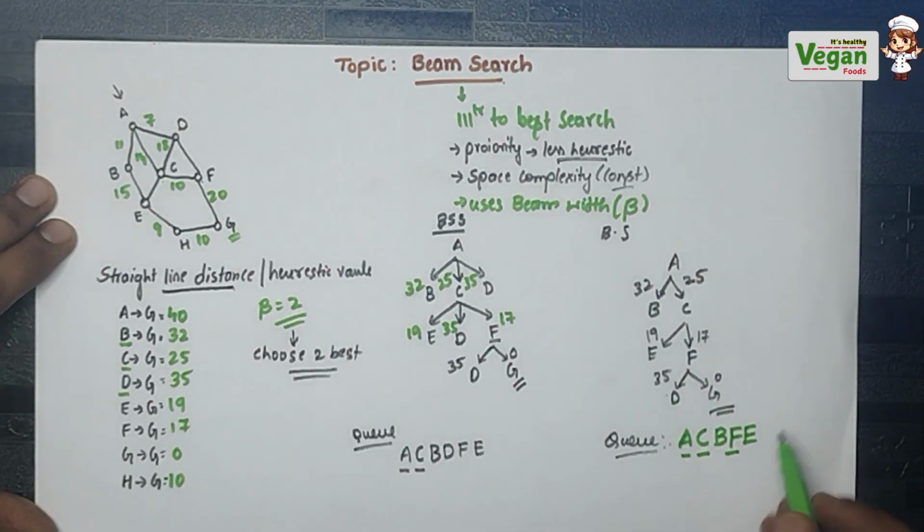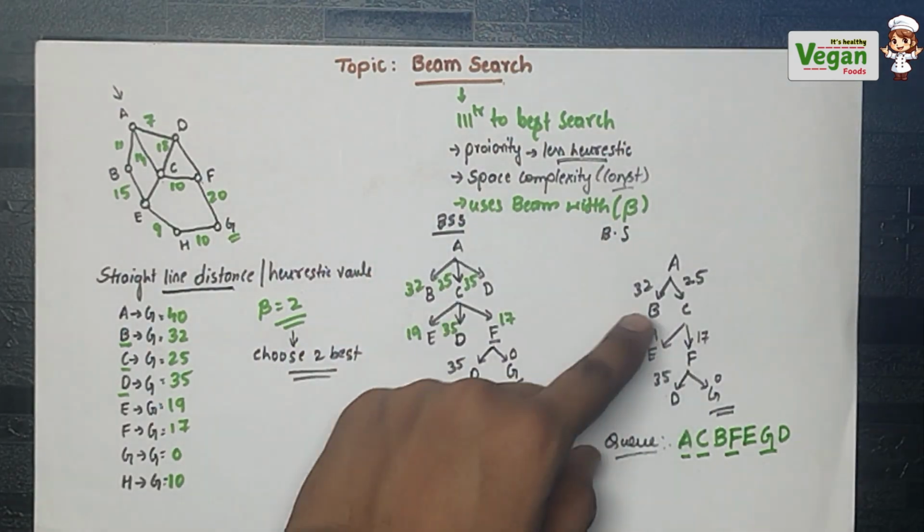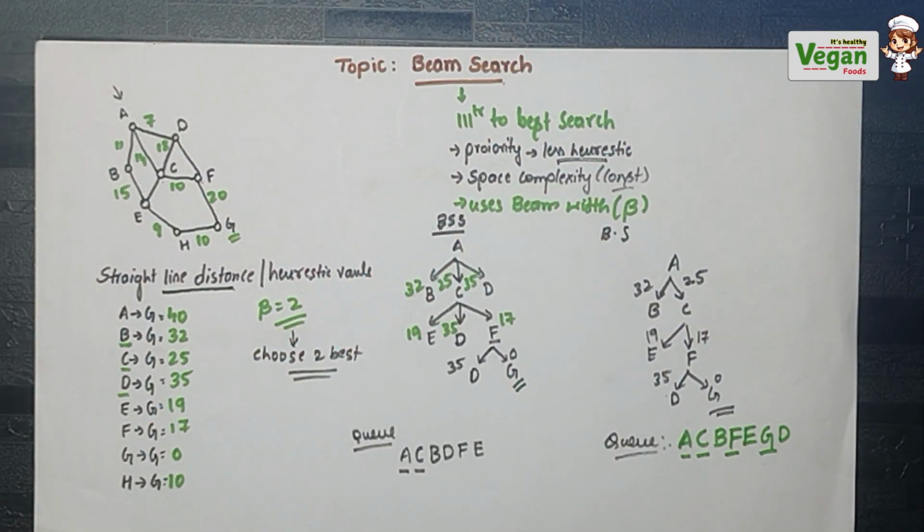From F you can go to D and G. So the least heuristic value is for G. It will get the first priority, and then D. So you went to G. This is the goal state. So we traversed with less space, because the space complexity will be minimized.